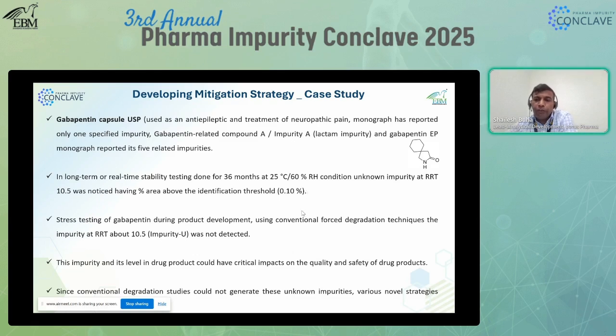Gabapentin, whoever has worked with it knows how notorious and critical it is in terms of impurity sensitivity. During stress testing of gabapentin in product development, with conventional forced degradation techniques, the 10.5 impurity was not detected. Its level in the drug product could have a critical impact on quality and safety, but it was detected only during stability, not in stress. Conventional degradation studies in that case did not reveal it, which relates to what we learned in a past slide, realistic versus idealistic.